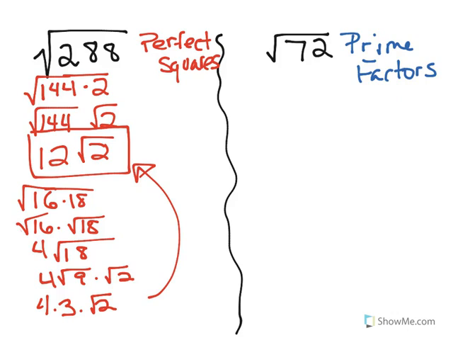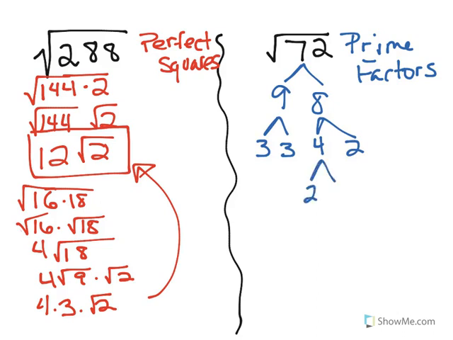Then we have this prime factors method, which involves, you don't need to look for perfect squares, so it might take you a little bit longer, but it'll still work. So what my goal is, jumping ahead of myself again, I need to come up with all the factors of 72 that are prime numbers. So I just start off, I'm going to break this down. I know that this is 9 times 8, and 9 is 3 times 3, 8 is 4 times 2, and then this is 2 times 2.